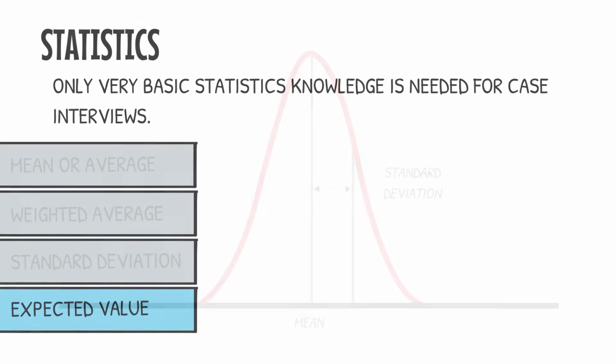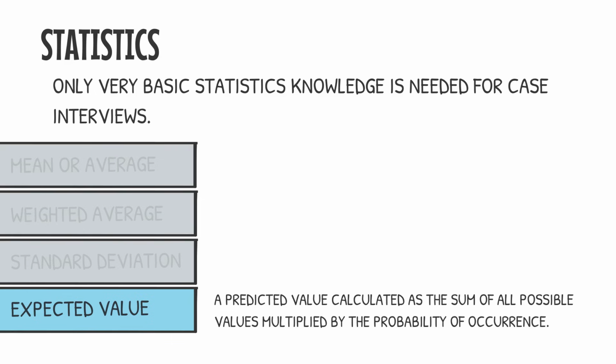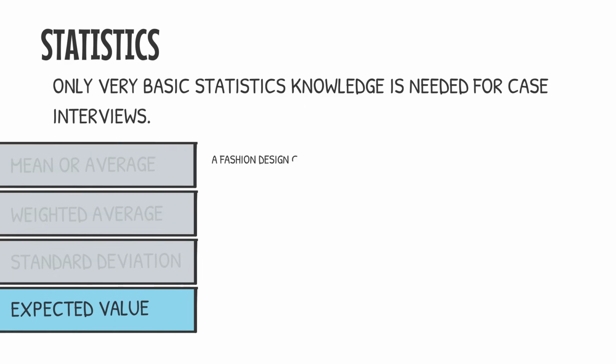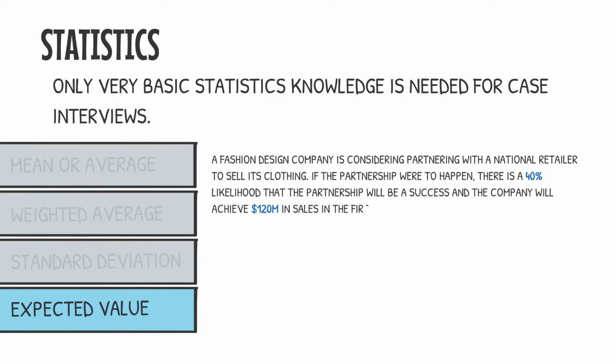Finally, know how to calculate expected value, which is a predicted value calculated as the sum of all possible values multiplied by the probability of occurrence. Example, a fashion design company is considering partnering with a national retailer to sell its clothing. If the partnership were to happen, there is a 40% likelihood that the partnership will be a success and the company will achieve $120 million in sales in the first year.